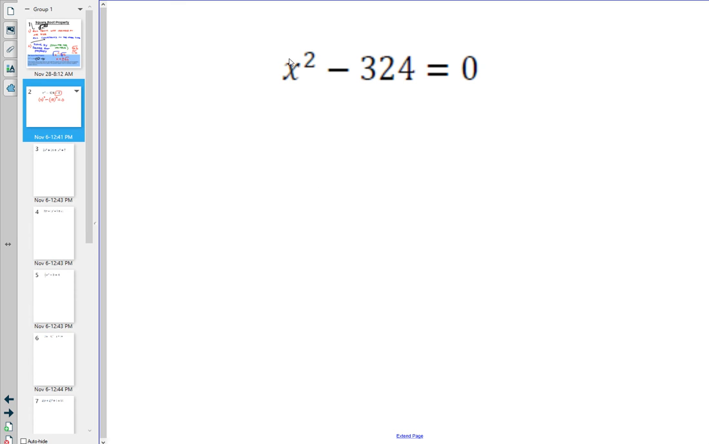What did the first step say to do on the notes I just gave you? Isaac, it's over here. What did the first step say to do on the notes I just gave you? Put the variables on one side, constants on the other. So what would be my first step in this equation? Lewis? All right, let's add 324 to both sides. Because basically all I'm trying to do is isolate. So I get x squared is equal to 324.